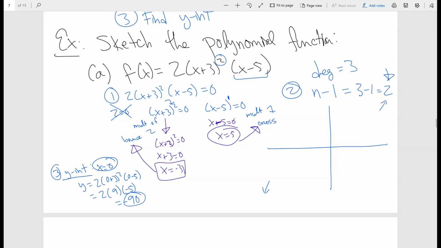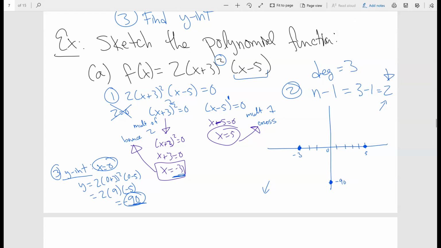All right, so let's plot everything that we have. Let's plot our roots, which is negative 3. So here's negative 3. We have this 5: 1, 2, 3, 4, 5. And then we also have this point, 0, negative 90, down there. Okay, so now let's try to graph it.